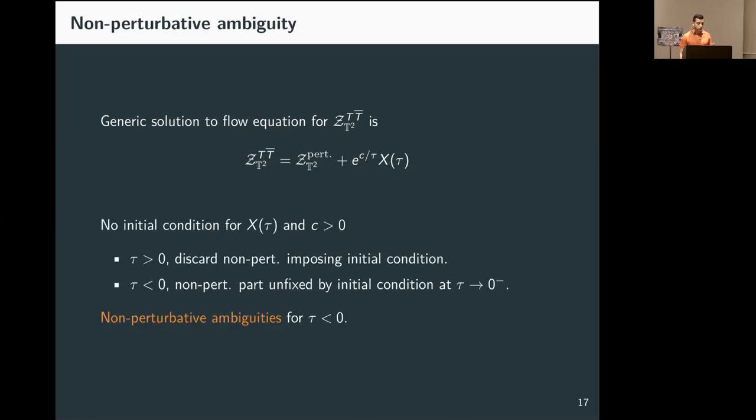For positive tau, once we impose the initial condition, so we go towards tau equals 0 from the positive side, this non-perturbative part blows up. And so once we impose the initial condition, this additional function x must be equal to 0. Instead, if we approach tau equals 0 from the negative side, this non-perturbative part is, of course, non-perturbatively suppressed. And so we do not have any initial condition for this additional function x. So we have this so-called non-perturbative ambiguity whenever tau is negative.